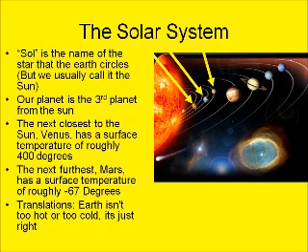The next closest to the Sun is Venus. It has a surface temperature of approximately 400 degrees, and the next furthest out is Mars, which has a surface temperature of approximately negative 67 degrees on average. So we happen to be located at the ideal place for where we've developed.